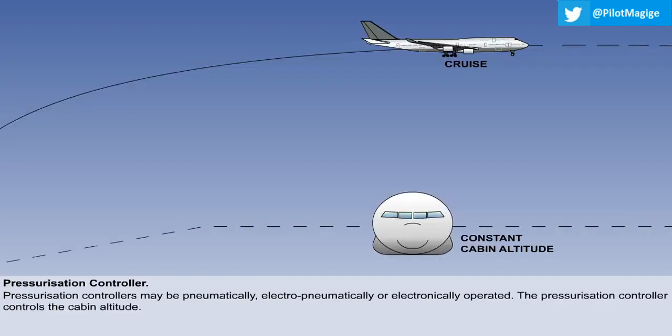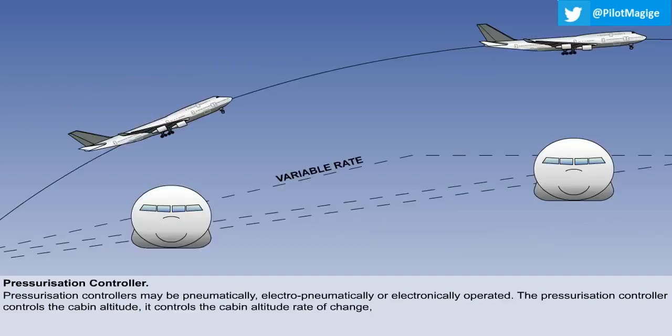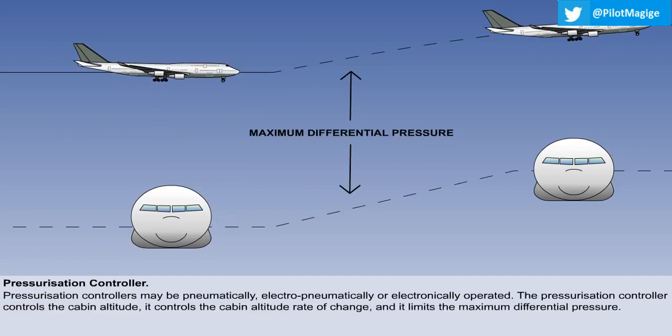The controller has three functions. It will control the cabin altitude. It will control the cabin altitude rate of change. And it will limit the maximum differential pressure.